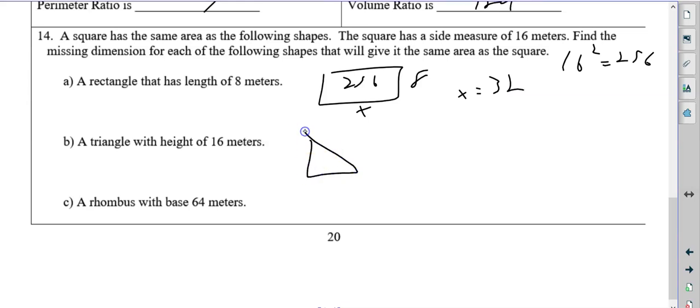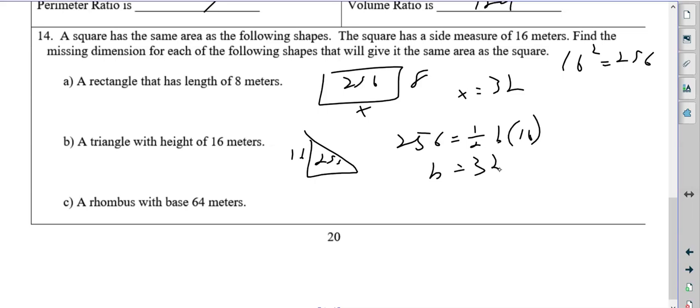Okay, a triangle with a height of 16. Again, 256. So this has a little bit more work to do than mental math. 256 equals 1/2 base times height. So half of 16 is 8. 256 divided by 8, 32 again.